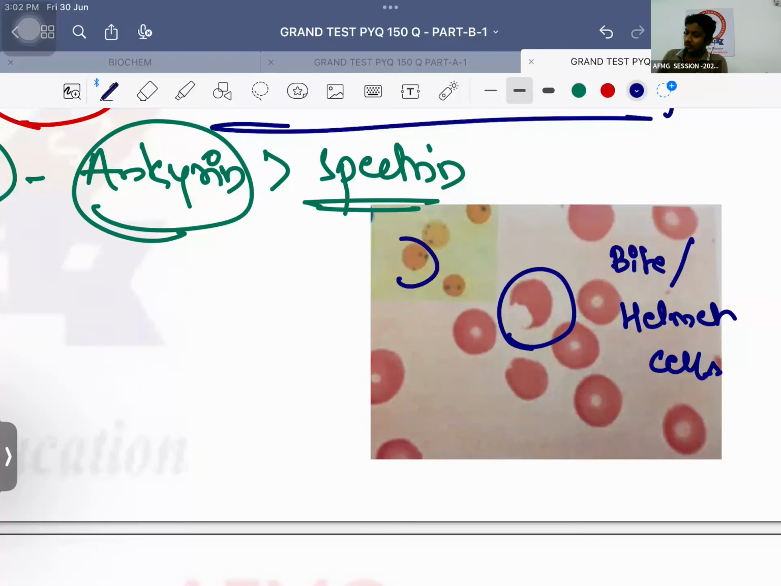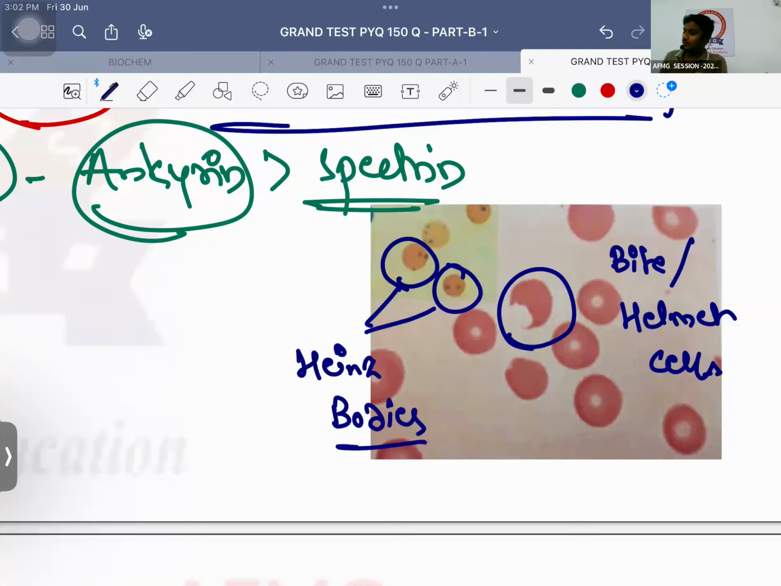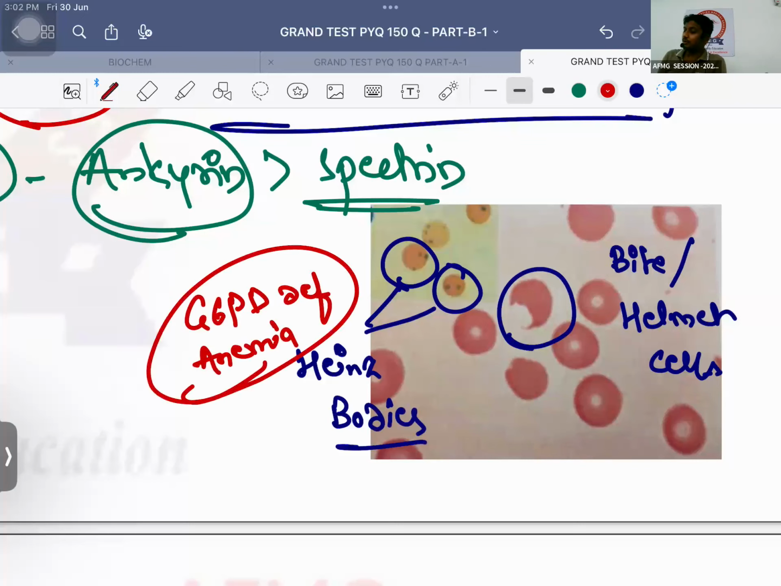And what are these bodies called as? Very good. The blue colored dots in RBCs, usually these are known as the Heinz bodies. So Heinz bodies, white cells, helmet cells, they are classical features of G6PD deficiency anemia in a patient. Please remember that. Okay? No issues with this, anybody? So remember that. G6PD deficiency anemia, usually the patient symptoms will worsen after eating what? That was the question.